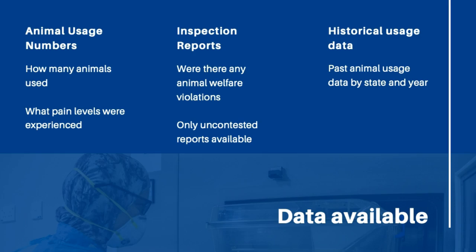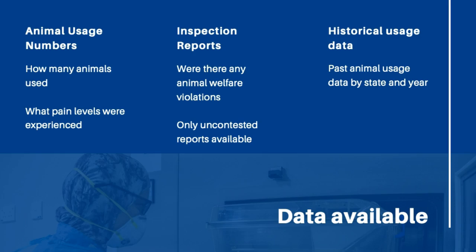Because these disputes can take a long time to resolve, it is often not resolved until after the date at which that year's inspection reports have been pulled offline. So the inspection reports that are available are minimal and are only a snapshot, likely missing the biggest animal welfare violations. There's also historical usage data available online, which records past animal usage annual reports and organizes the data by state and year.